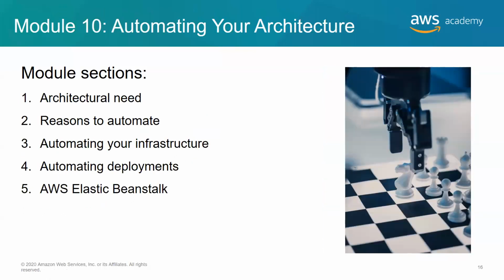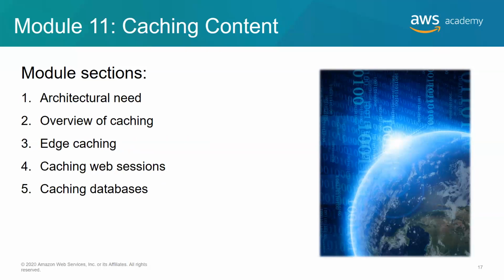Then we are going to discuss module 10. The reason to automate, automating your infrastructure, automating your deployment, right? Then Elastic Beanstalk. You know very well what Elastic Beanstalk is: in order to maintain your web application, we use a service called Elastic Beanstalk, right? So we're going to distribute all the stuff. Then module 11, caching content. How do you use caching? What is the use of caching here? Edge caching, right?